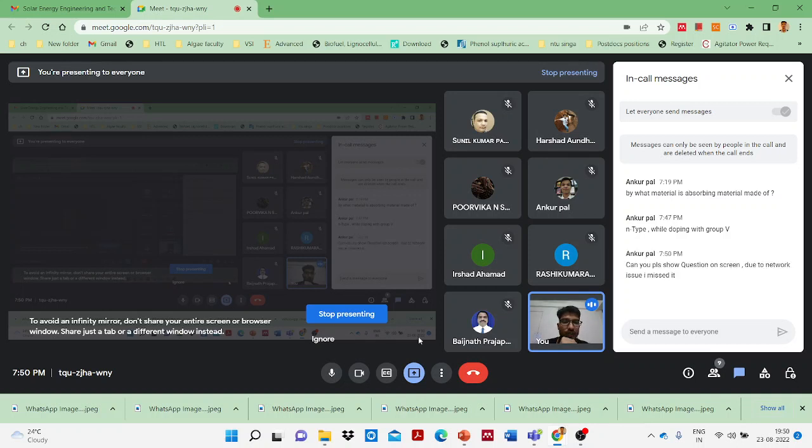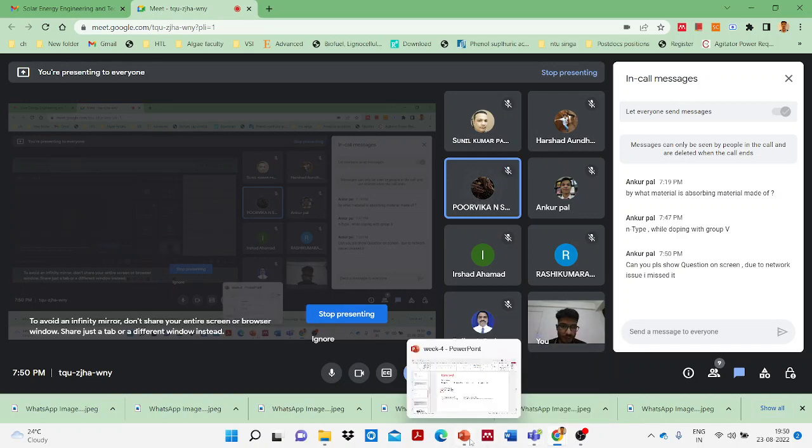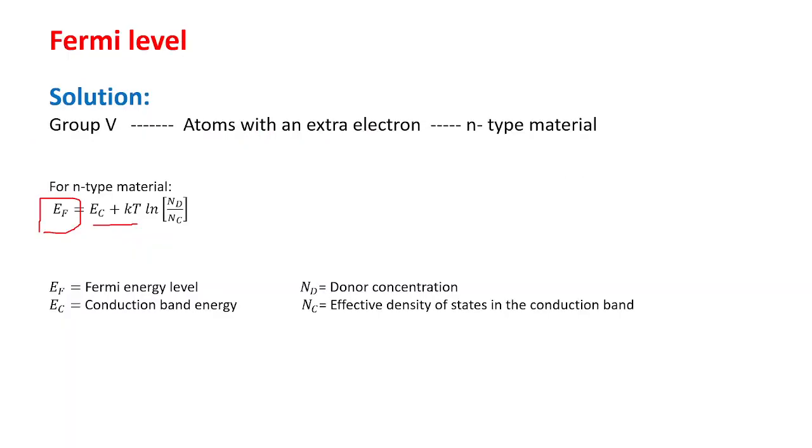Should I wait or should I move toward the solution? Sir, the screen is not changed, I think so. Slides are not changing. Okay. I will share the slide and I will wait for a couple of minutes. Okay, is the slide visible now?